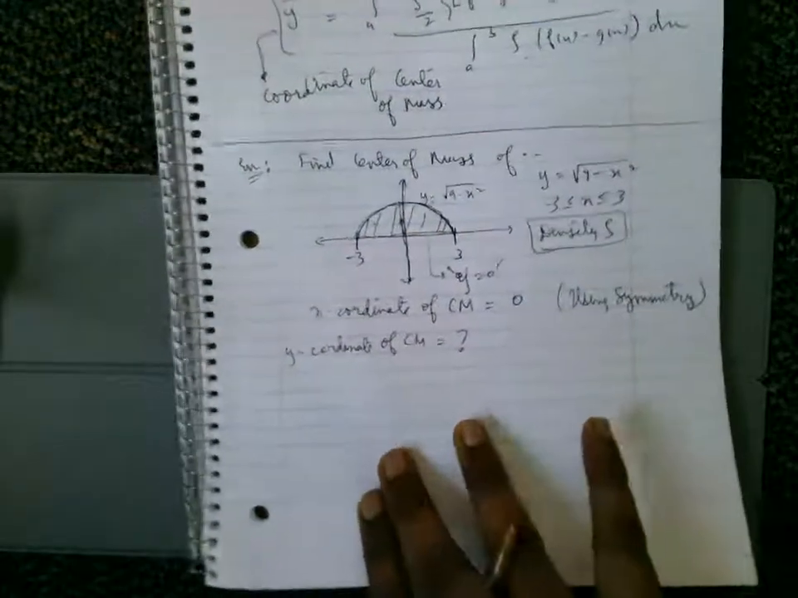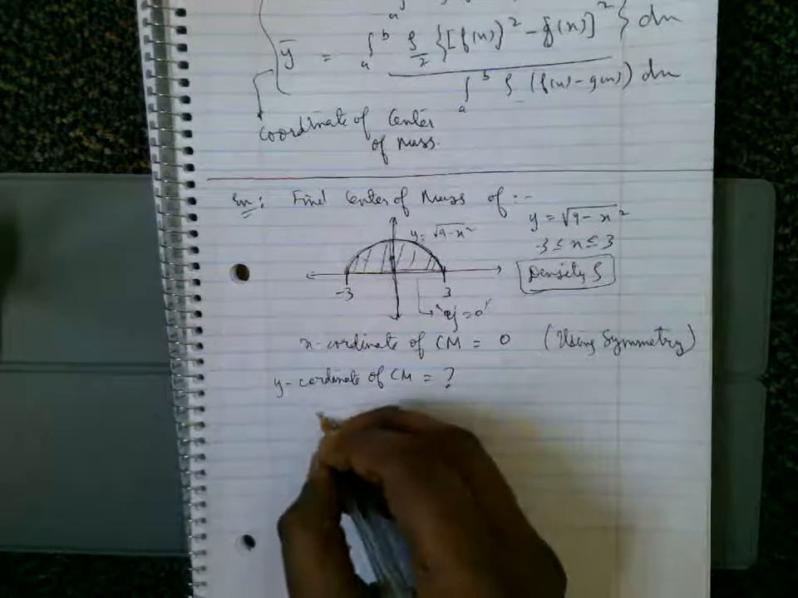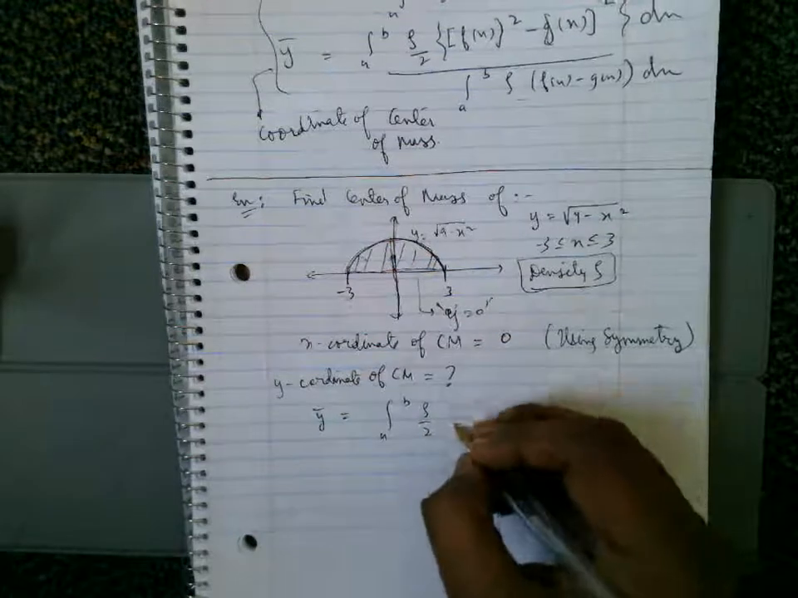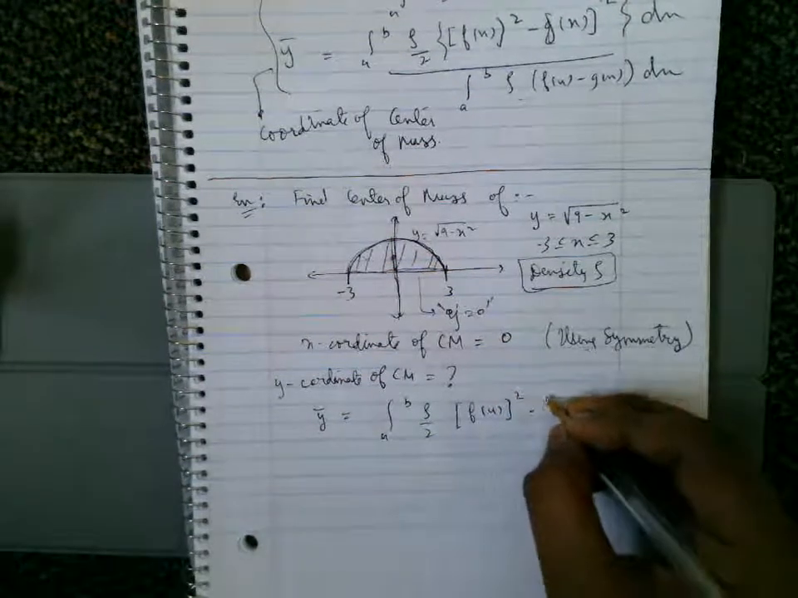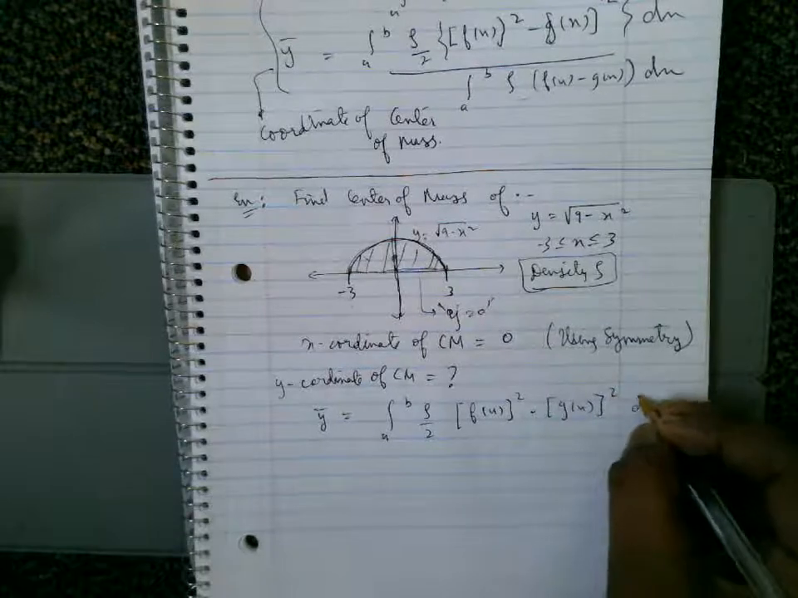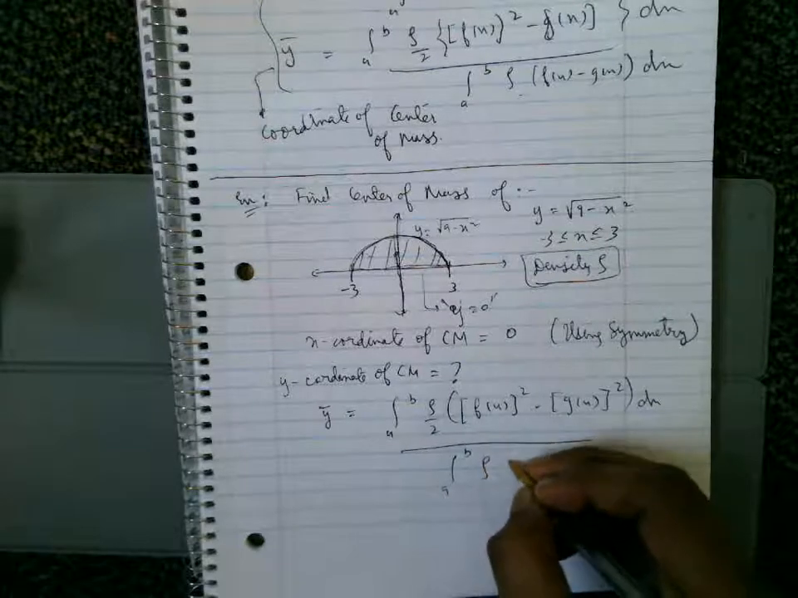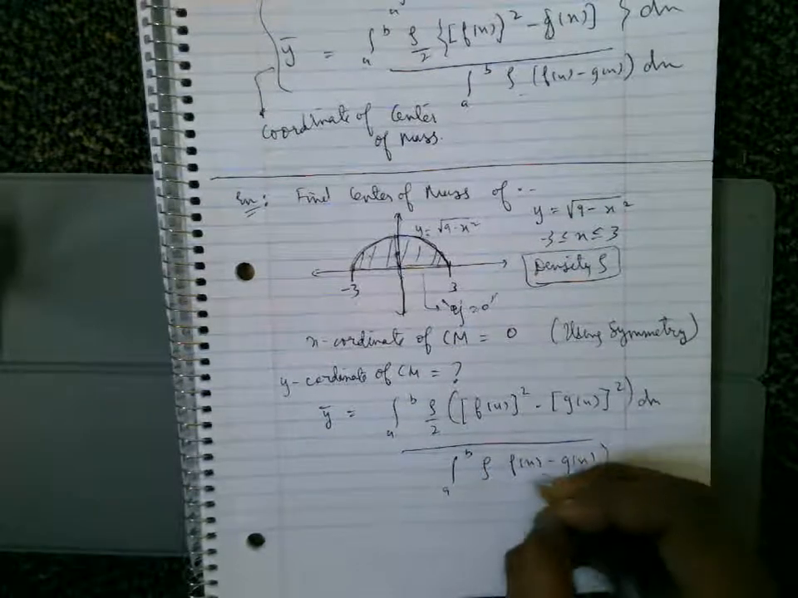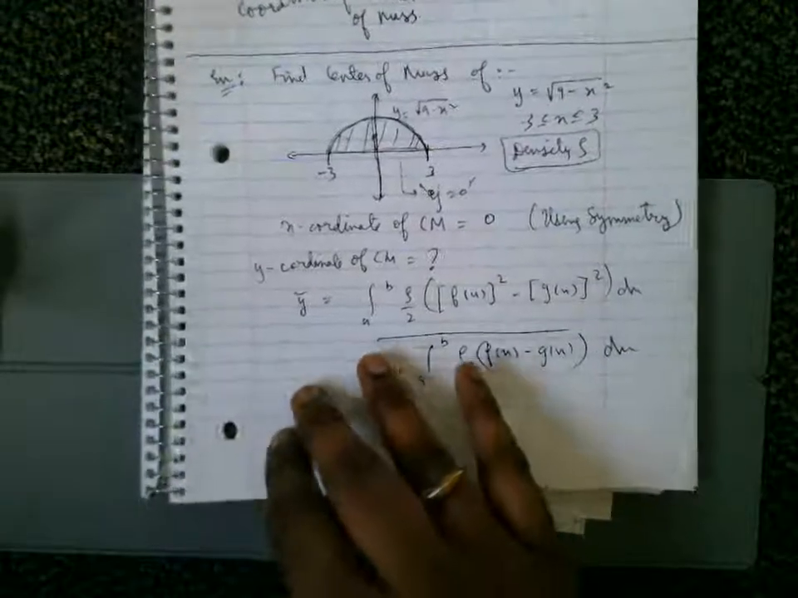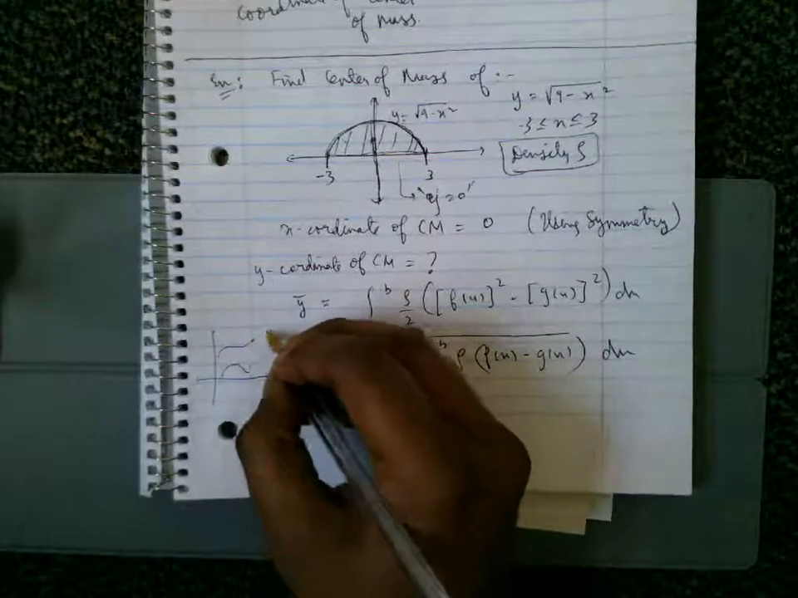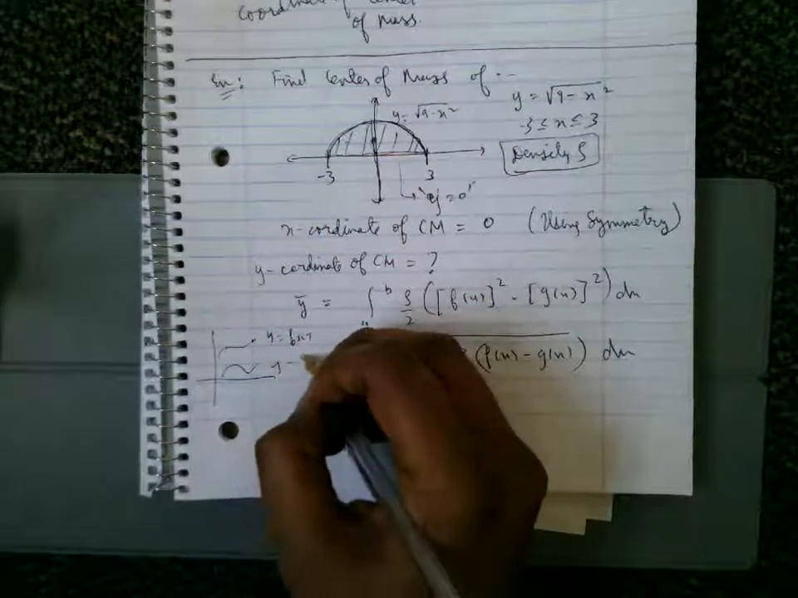So we know that the formula for the y coordinate of the center of mass is going to be integration a to b rho by 2 times f of x whole square minus g of x whole square dx, by integration a to b rho times f of x minus g of x dx. Right. And as you remember, in the derivation, this was y equal to f of x and this was y equal to g of x.